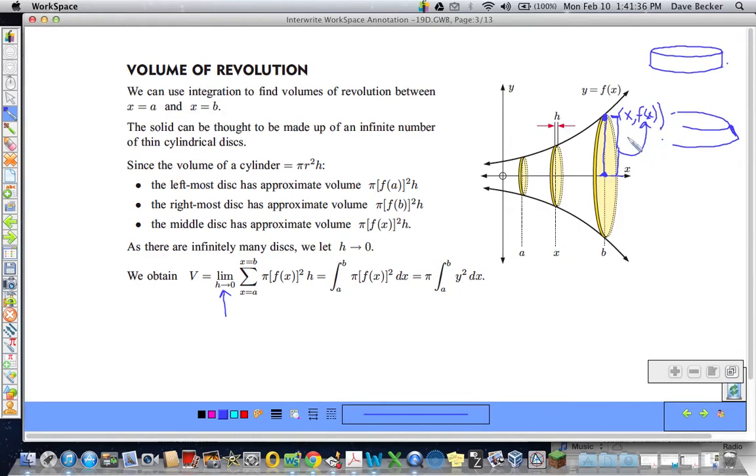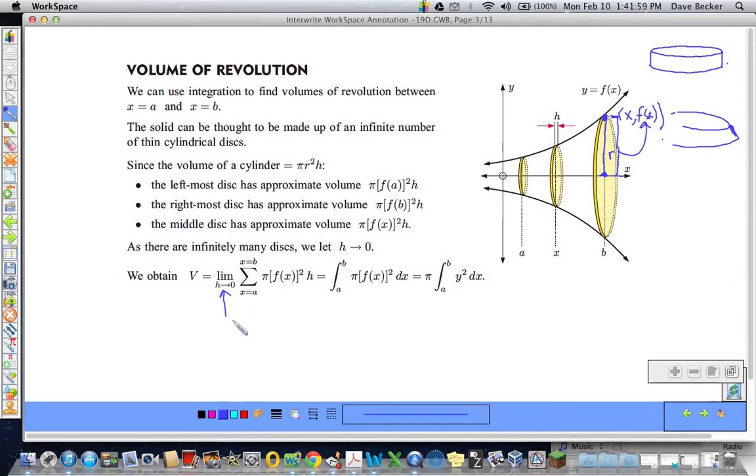You guys are used to that. So I can find, this is the radius, boys and girls. That is the radius of that cylinder. So I can easily find this height by finding this value of x and substituting it into the function. Okay? Then I square it times the height.